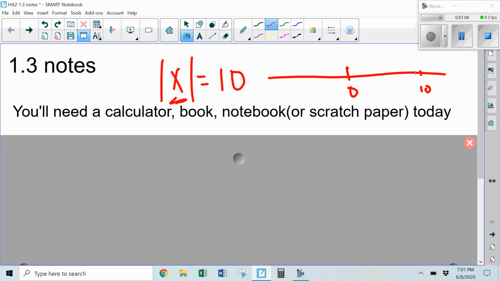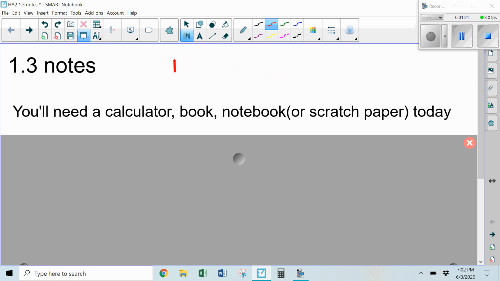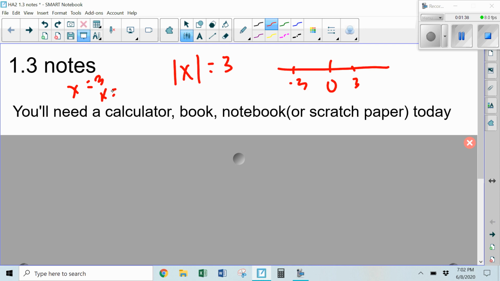So I could be at 10 because that's a distance of 10, or I could actually be at negative 10 because that also has a distance of 10. Therefore, x could either be 10 or x could be negative 10. If I did another number, absolute value of x is 3. So what values of x have a distance of 3 away from 0? 3 and negative 3. So a lot of times we're going to get two answers. We won't always get two answers.